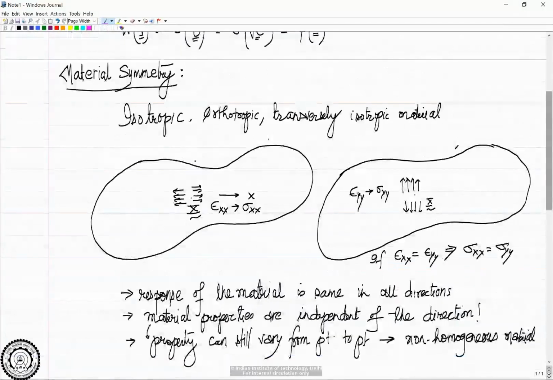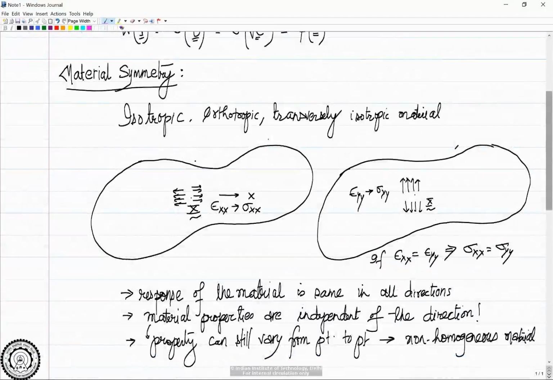Sir, what factor determines which material will have isotropic properties and which will have orthotropic properties? Yeah, that's a very good question. It all goes down to the structure of the material at micro or nano scale.